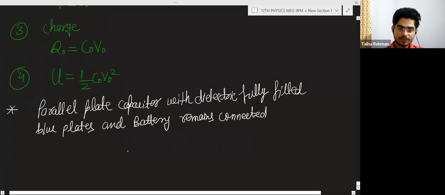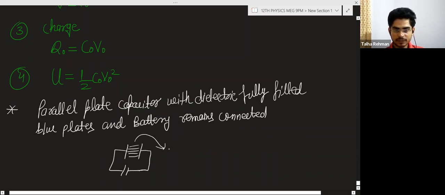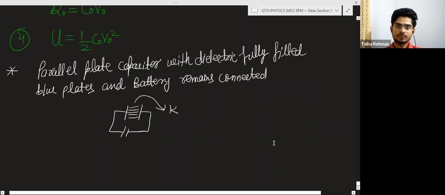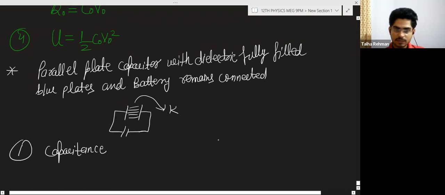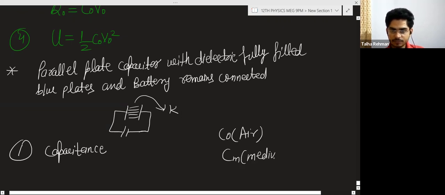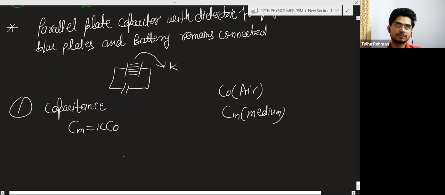So this time what is happening: here is the capacitor, this is the battery, and now a dielectric is filled in between the plates, and the dielectric has a dielectric constant K. If I want to calculate the capacitance, C naught is the capacitance when air is in between the plates, and Cm is the capacitance when there is some medium. We have studied Cm is equal to K times C naught, meaning capacitance will increase.